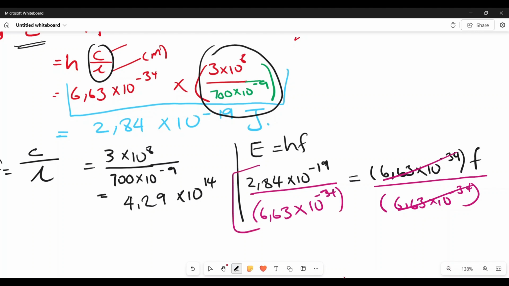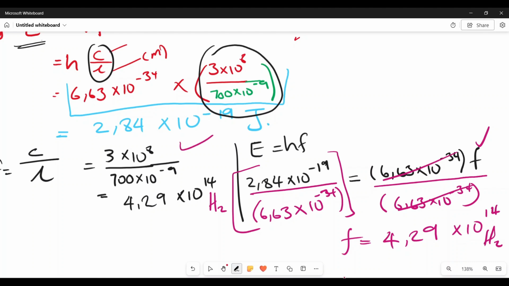Now, punching this into your calculator, you should get your frequency, and it should still be the same value. Rounding it off, it should be 4,29 times 10 to the power 14. And remember, the unit for your frequency is hertz. So you could use one of these two formulas.